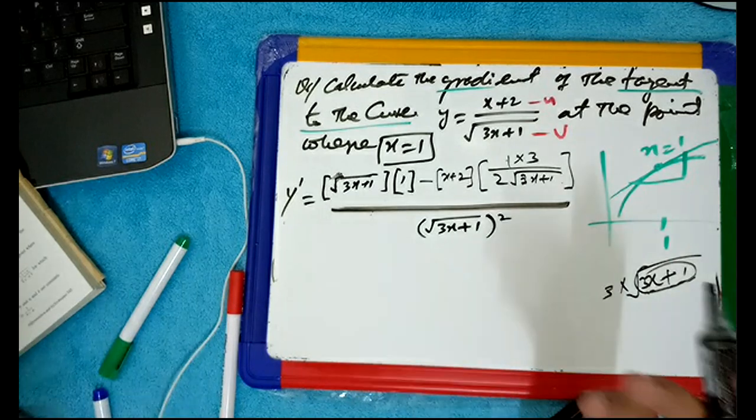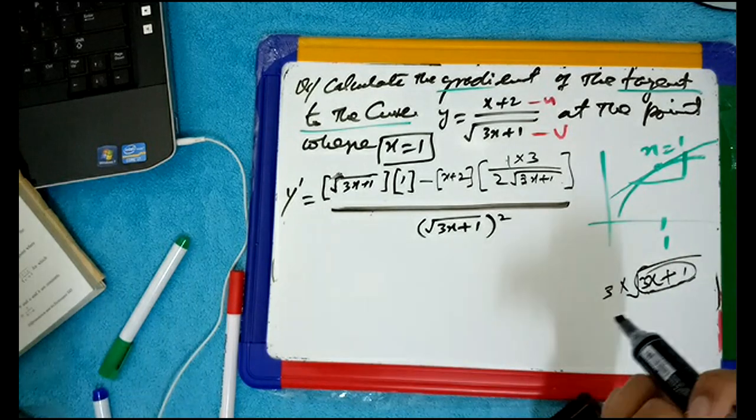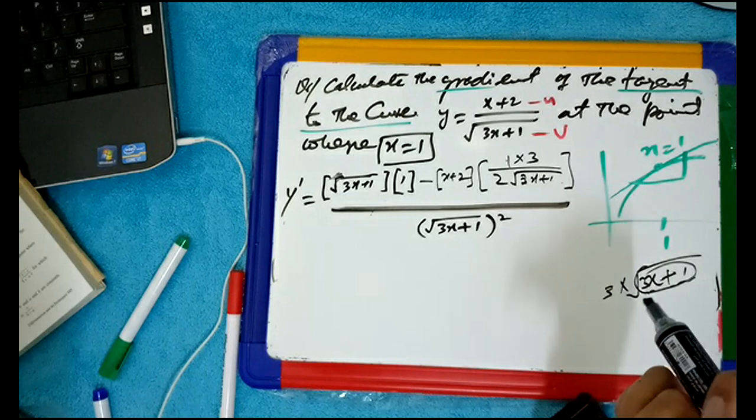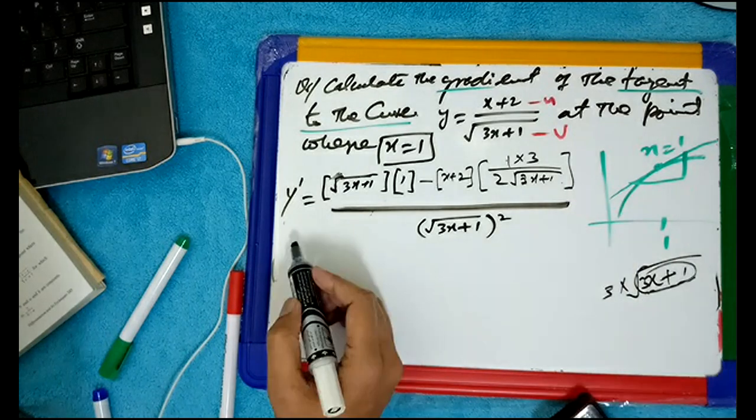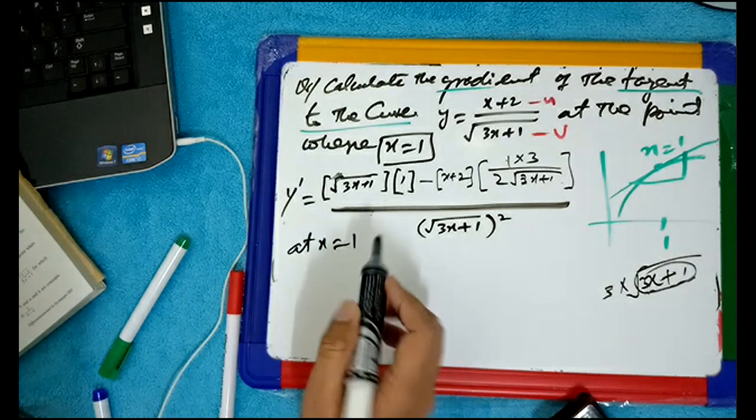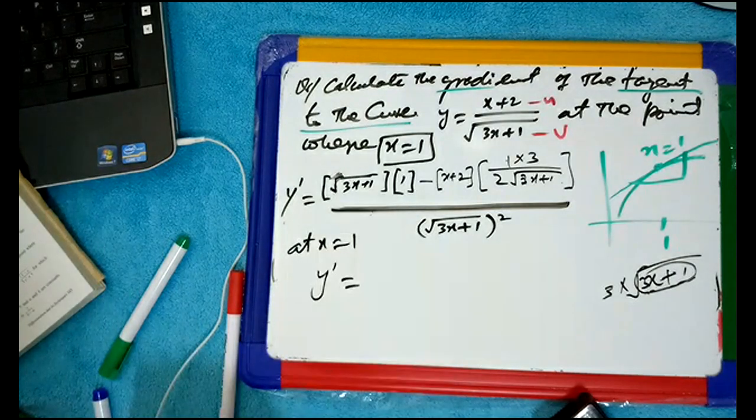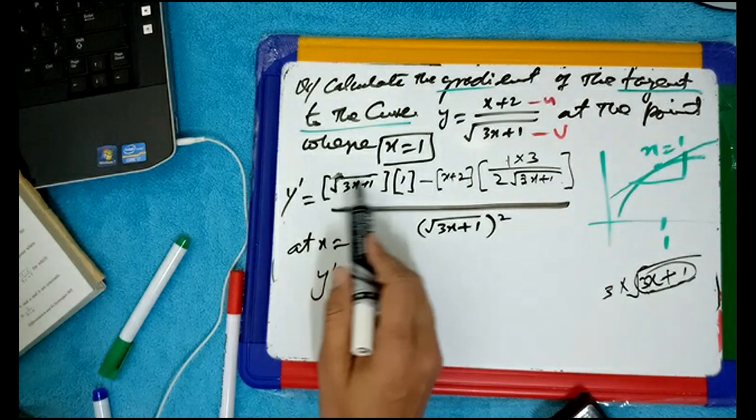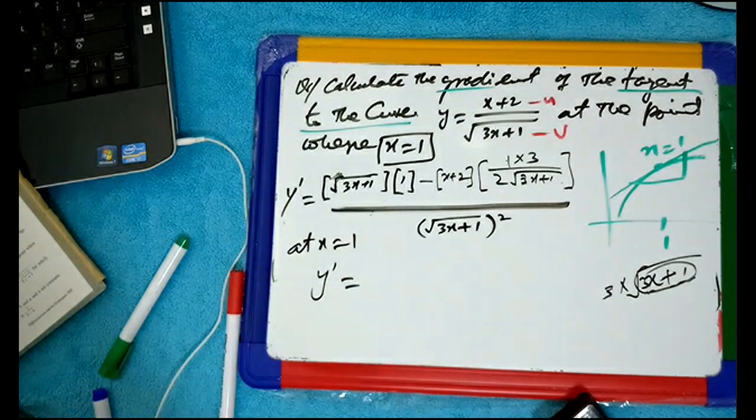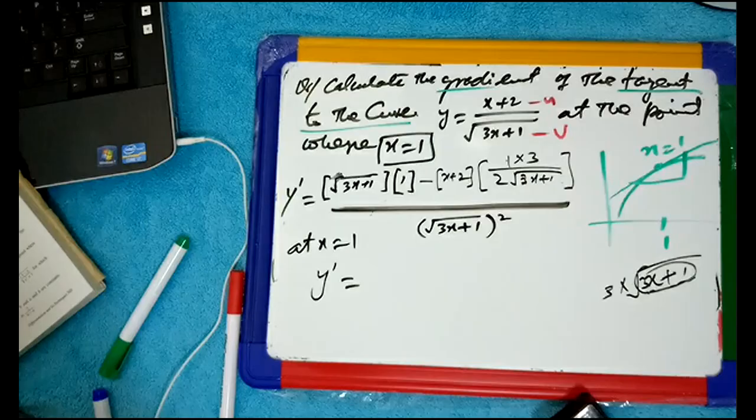Now, at x is equal to 1, no more simplification is required. I will put x is equal to 1 and find the final answer. So if you put x is equal to 1, what is the answer of this square root? 3 ones are 3, plus 1, 4. So the square root is just 2.